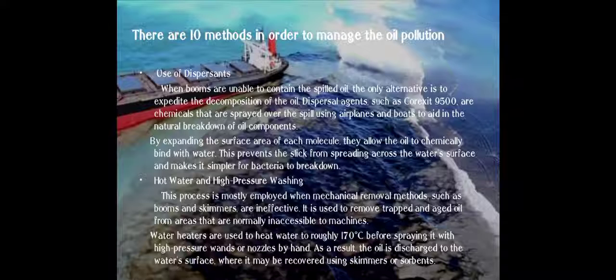Fifth, the use of dispersants. When booms are unable to contain the spilled oil, the only alternative is to expedite the decomposition of the oil. Dispersal agents such as Corexit 9500 are chemicals that are sprayed over the spill using airplanes and boats to aid in the natural breakdown of oil components.